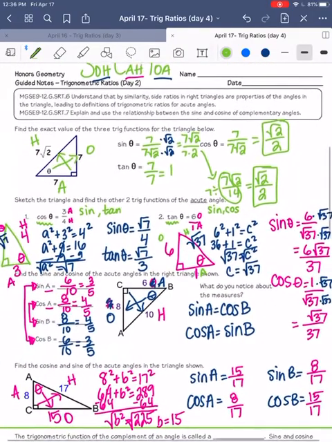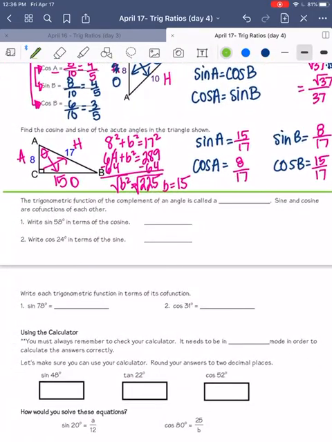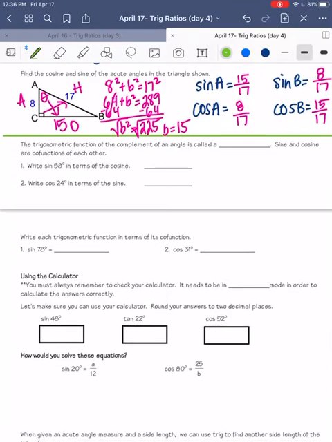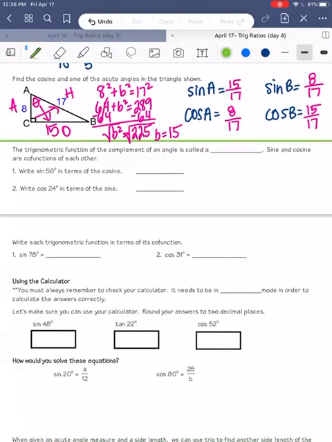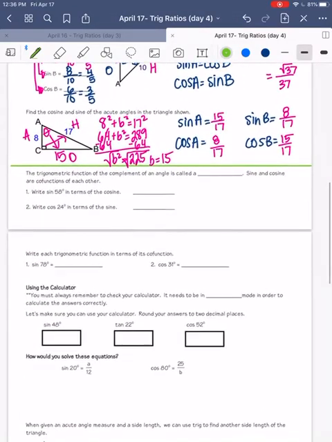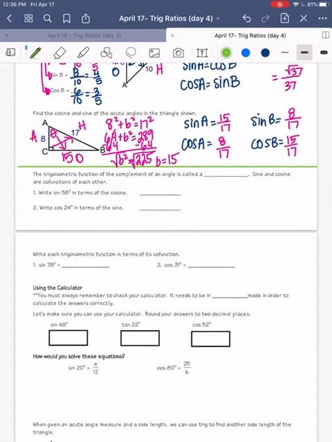Okay, now we're going to go back to our notes and finish our notes, okay? So this is something I tried to really focus on yesterday, trying to show you that if you look up here, the sine of A and the cosine of B are the same, and then the cosine of A and the sine of B are the same. So basically, if you have a sine, you need a cosine, and if you have an A, you need a B. So it's like they're opposite angles and they're opposite words, if you will.